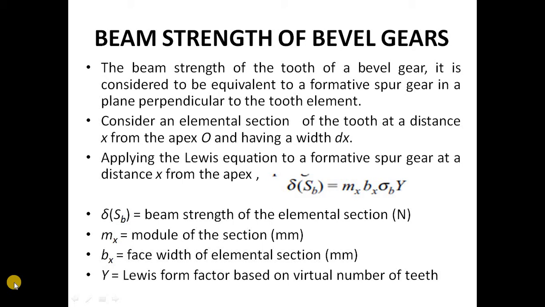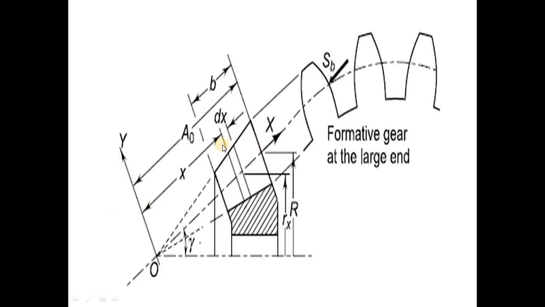Initially we consider an elemental section of the tooth at a distance x from the apex O. See in the figure, we consider one elemental section, because the bevel gear cone section varies. This is the smaller end, this is the larger end, and it varies. That's why we find the actual force acting at the midpoint of the face width. So we initially assume one elemental section, a dx element; the size of that element is dx and its distance from the apex point is x.